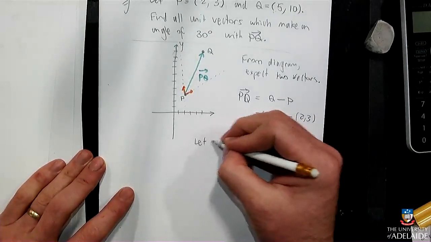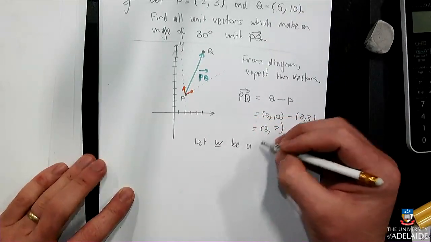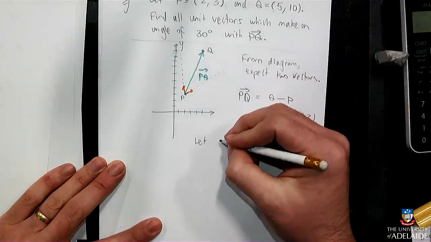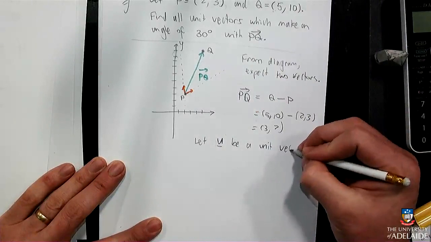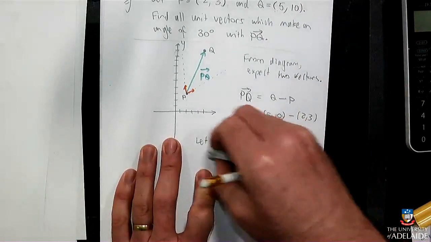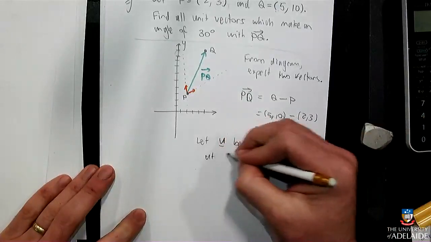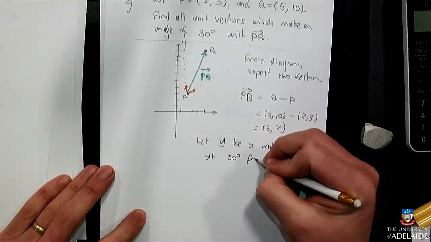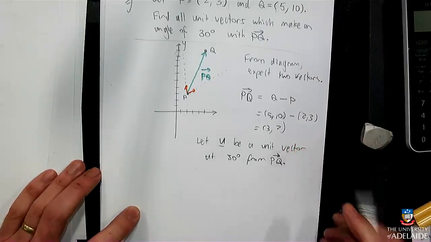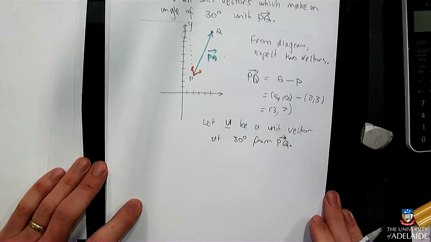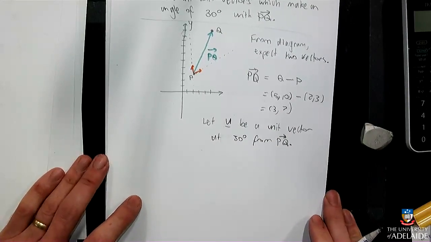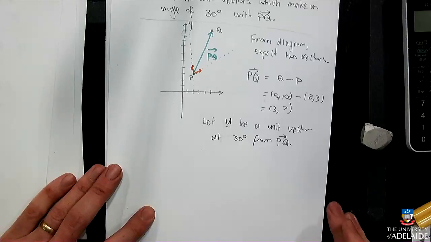And let W be a unit... Oh, let's call it U for unit vector, at 30 degrees from PQ. Okay, so being a unit vector, its length is 1. And being at 30 degrees from PQ, I can do the angle. So I'm going to do the angle first, if that's okay.